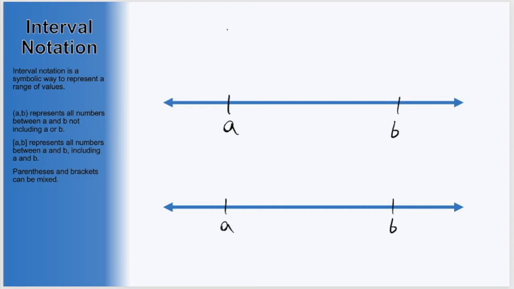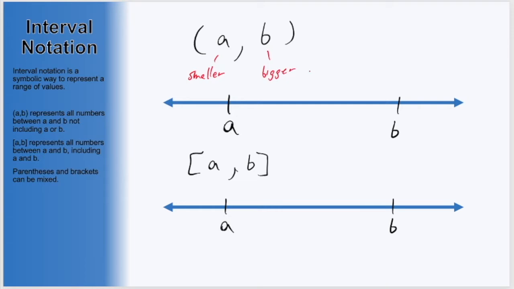Interval notation uses either parentheses or brackets around two numbers, say a and b, separated by a comma, to represent all numbers between them. So both of these intervals include all numbers between a and b. Note that we always write intervals with the smaller number on the left and the bigger number on the right.